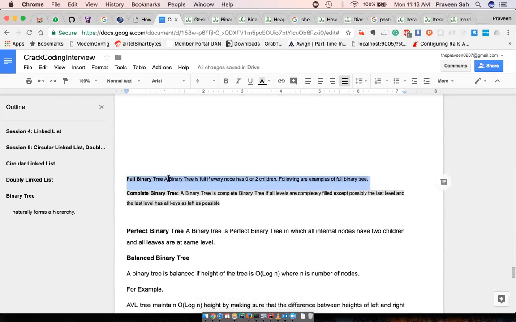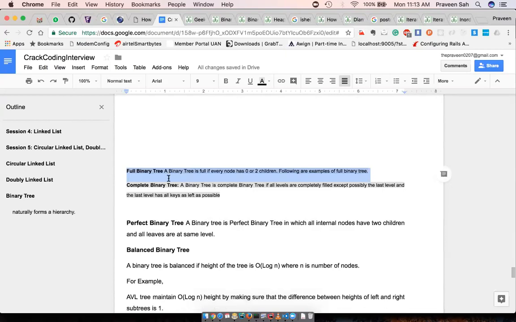Full binary tree. A binary tree is full if every node has 0 or 2 children. Okay, so again, these terms are not very important. You don't have to mug this up, what is a full binary tree. These are just terminologies given to a few specific trees. Whenever they ask you any questions regarding these kinds of trees, they will tell you, given a complete binary tree, tell me the type or the way to solve this, and they will tell you what a complete binary tree is as well.